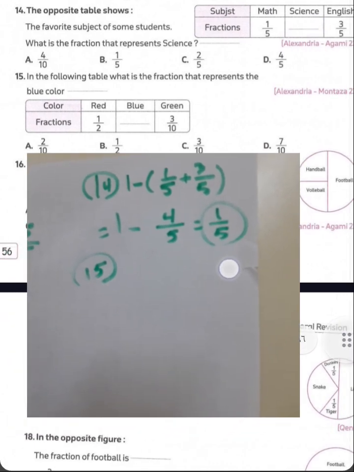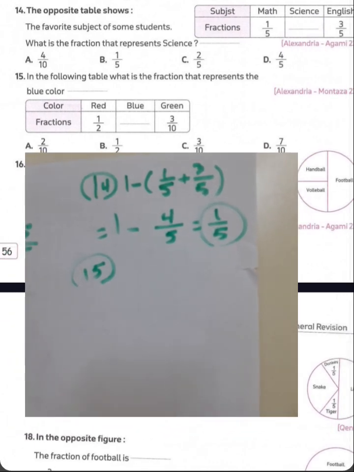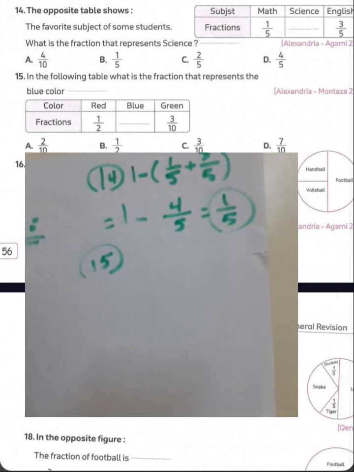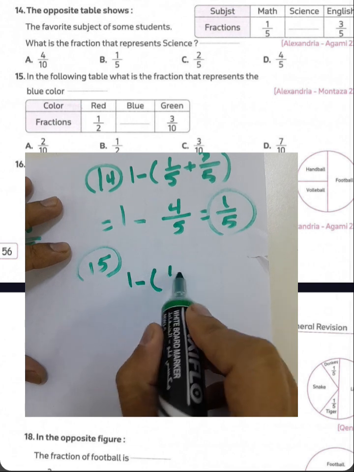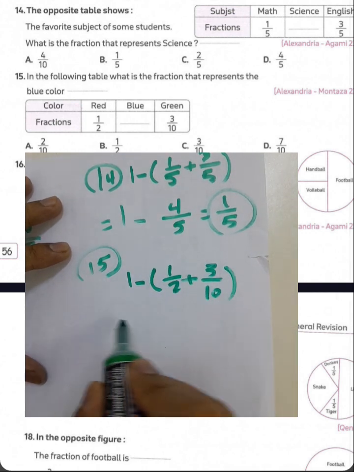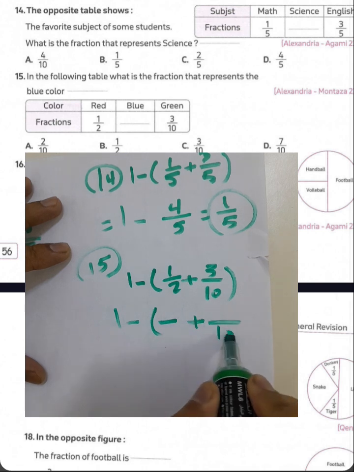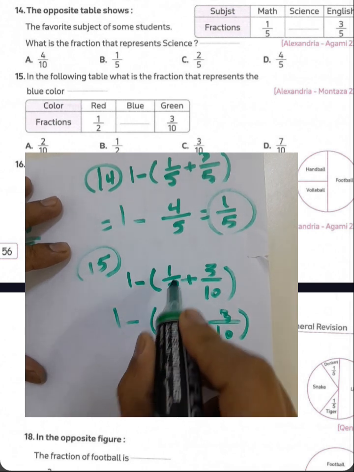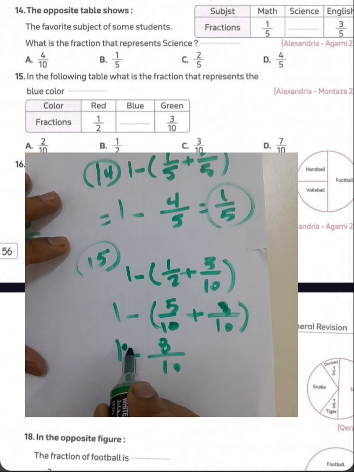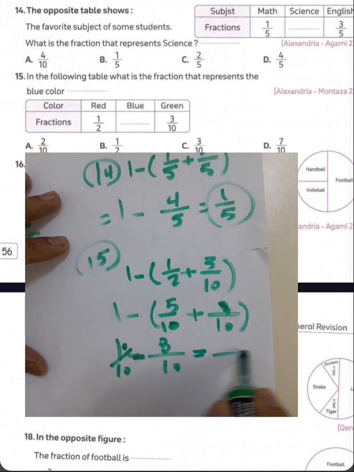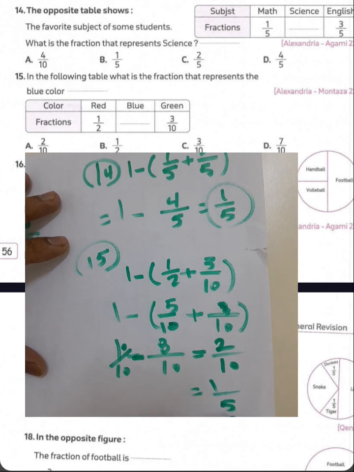Question 15. In the following table, what is the fraction that represents the blue color? Okay, look at the table here. You can find blue color by taking 8 over 10 plus 1 over 2, and subtracting the result from 1. 1 subtract the sum of them, 1 over 2 plus 3 over 10. 2 times 5 equals 10, 1 times 5 equals 5, write 1 subtract 3 plus 5 equals 8, 8 over 10 subtracted from 1. You can convert 1 to 10 over 10 to find the difference. 10 minus 8 equals 2, and write 10 in the denominator, the result will be 1 over 5.